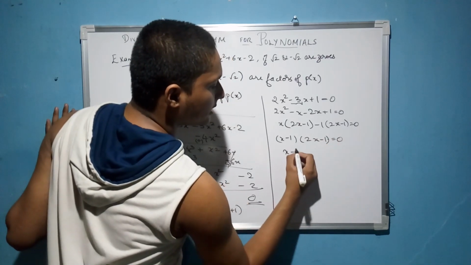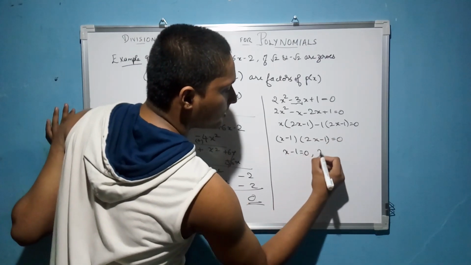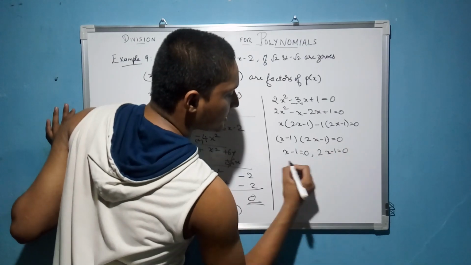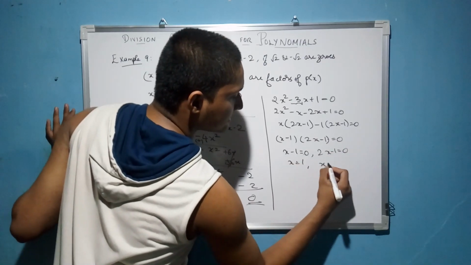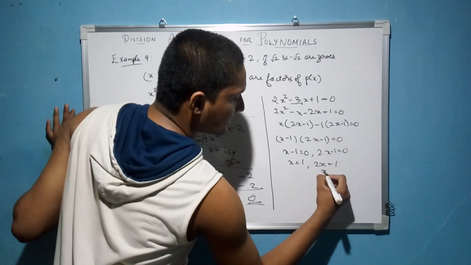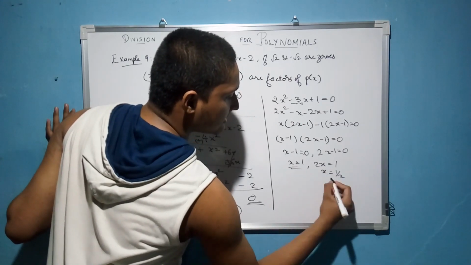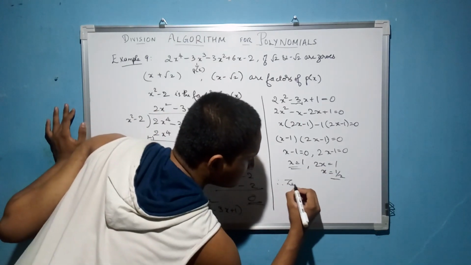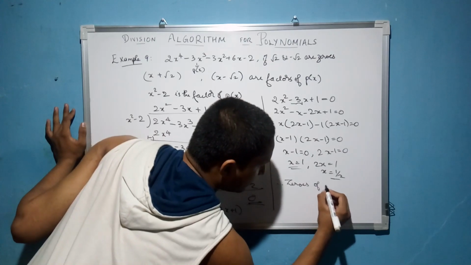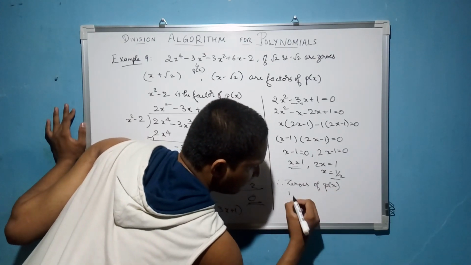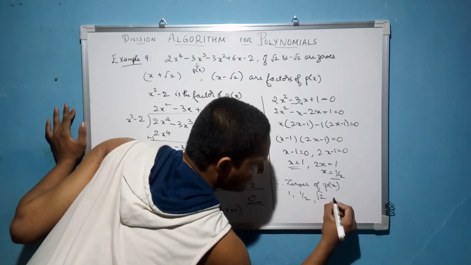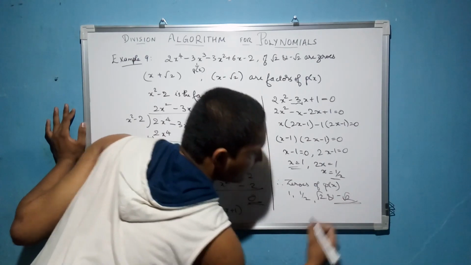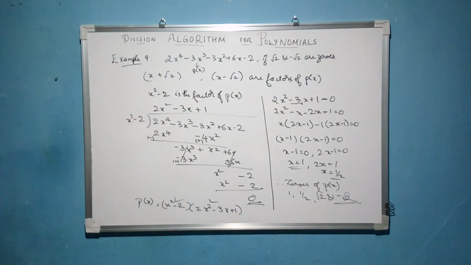Then both of them should be equal to 0, right? x minus 1 should be equal to 0, and 2x minus 1 should also be equal to 0. X is equal to 1. 2x is equal to 1, so x is equal to half. So these two are the zeros. Therefore the zeros of the polynomial, that is p of x, are 1, half, root 2 and minus root 2. Okay, these four are the zeros of the given polynomial p of x.